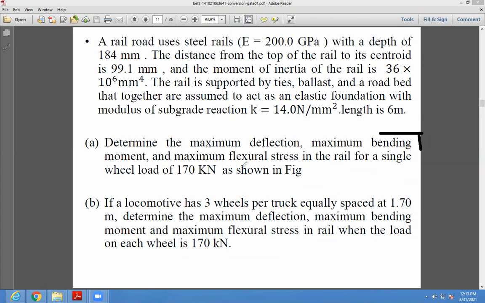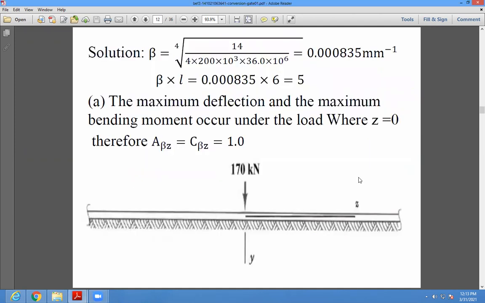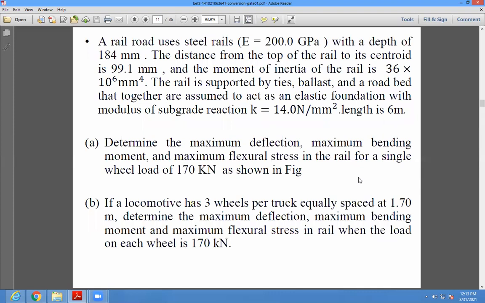Okay, find out maximum bending moment and maximum flexural stress in the rail for a single wheel load of 170 kilonewton.